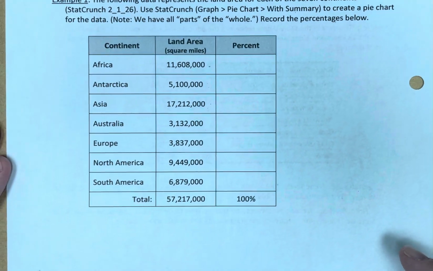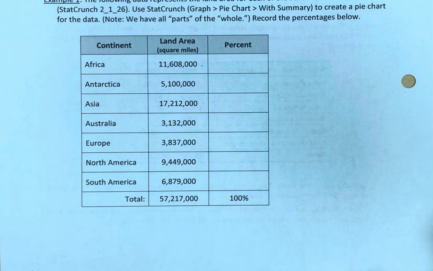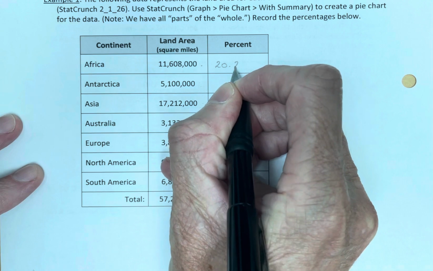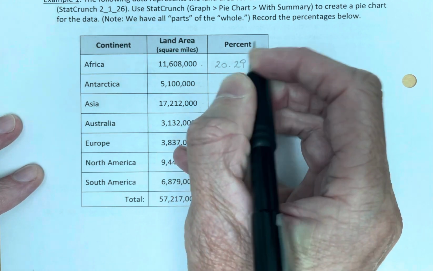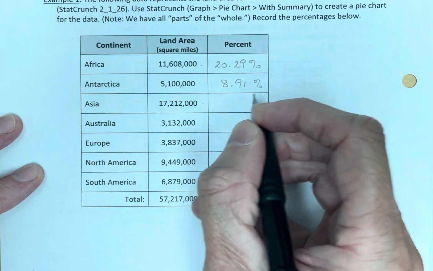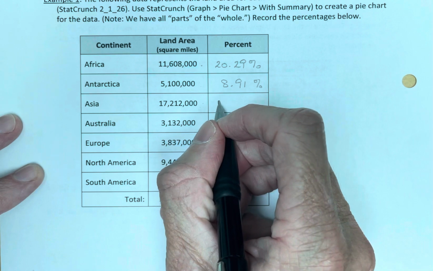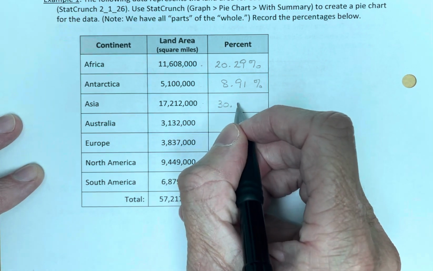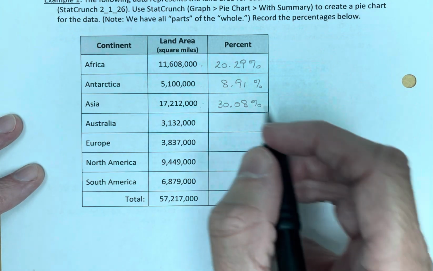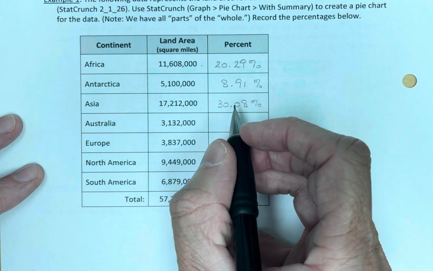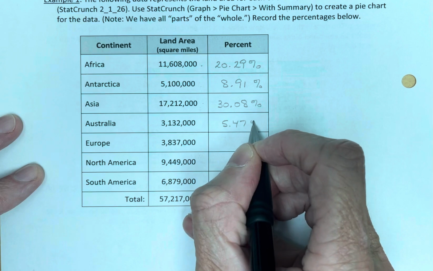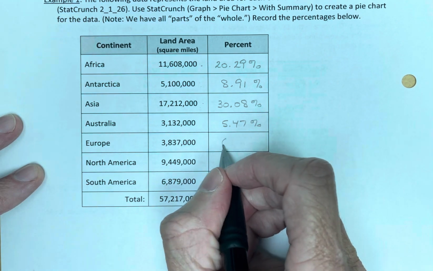And I can look at my pie chart, and we saw Africa was 20.29%, and Antarctica was 8.91%. Asia, the largest. Asia makes up almost 1/3 of all the Earth's land area, just a little under 33%. Australia, not much, 1/6 the size of Asia. Europe, 6.71%.